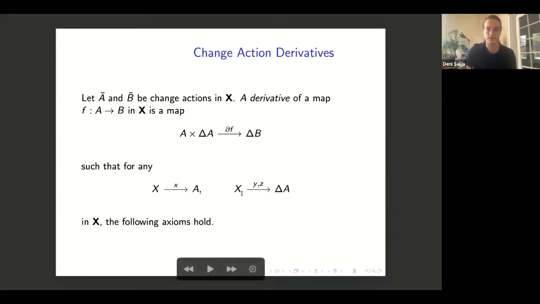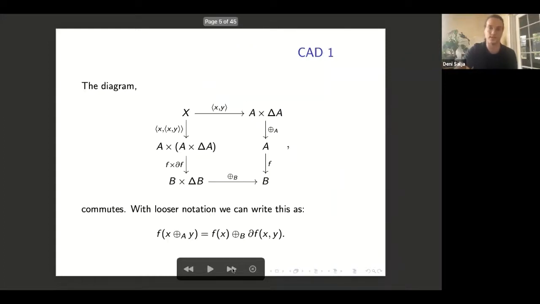And 2 axioms are required to hold. So if we think of X as an element of A and Y and Z as changes to apply to it, the first axiom is that this diagram commutes. And if you loosen the notation a little bit, you can think of this as like a linear approximation for the function f, or the map f, rather.